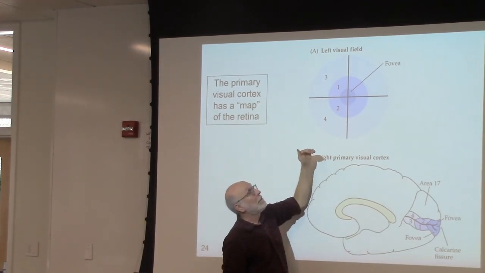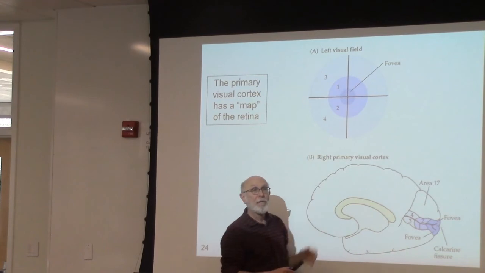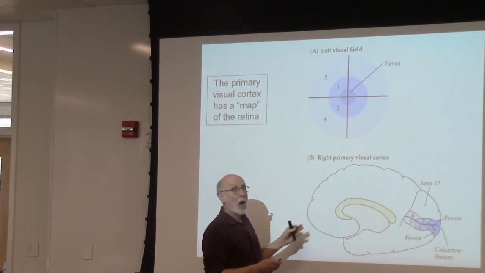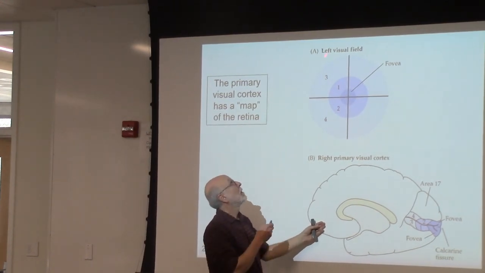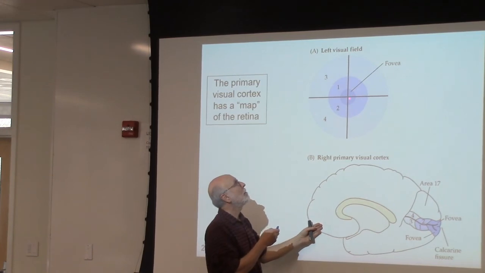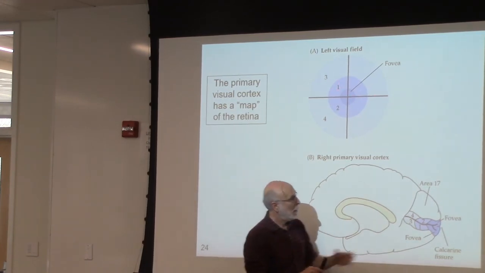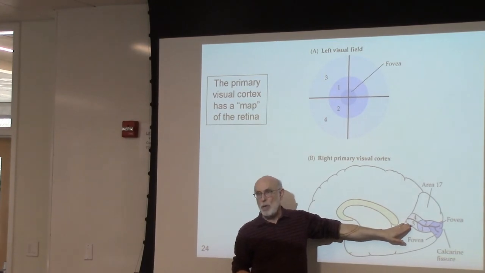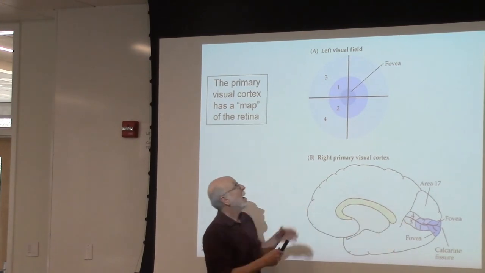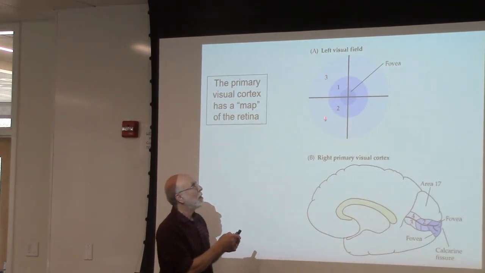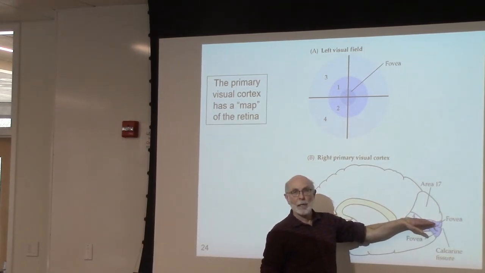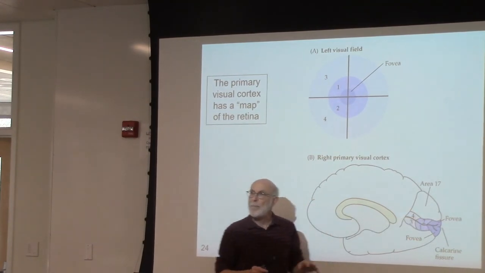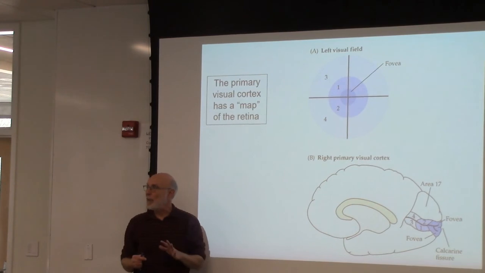The part above the fovea, remember this is all left visual field, because we're in the right brain, right hemisphere. The part above the fovea, 1 and 3, are mapped to the gyrus below the calcarine sulcus. And the part of the visual field below the fovea is mapped to the gyrus above the calcarine sulcus. So that's a mapping. I do want you to understand the two-dimensional mapping of the visual field.